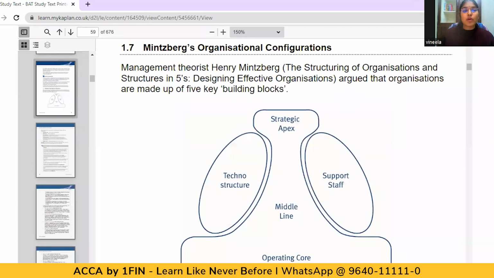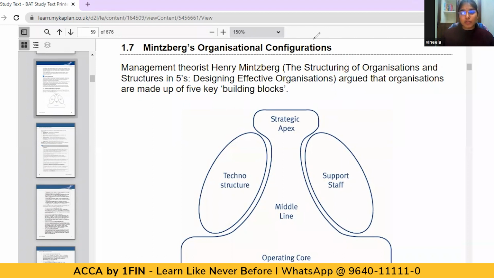This Mintzberg organization configuration was given by a management theorist named Henry Mintzberg. He has given his theory in the book, The Structure of Organizations and Structures in Fives. This is not important from your examination perspective. The point that is important is that this organizational configuration is related to a person, Henry Mintzberg, and it is named after him, Mintzberg Organization Configuration.